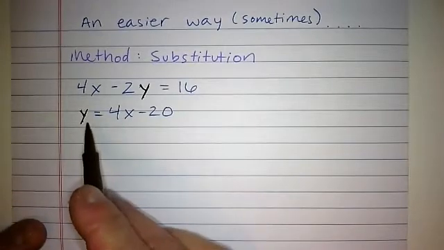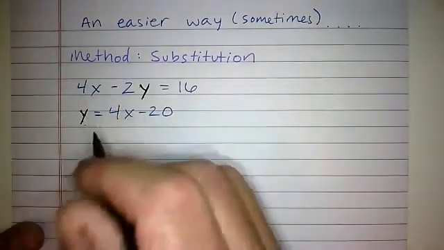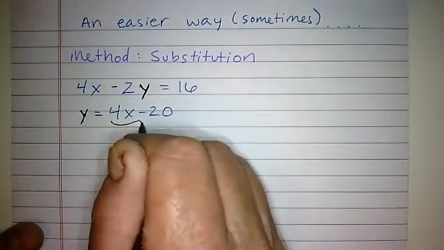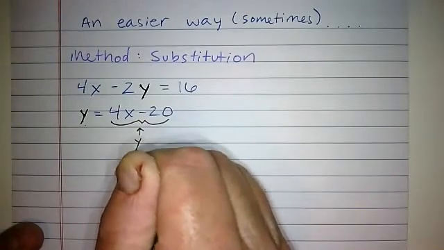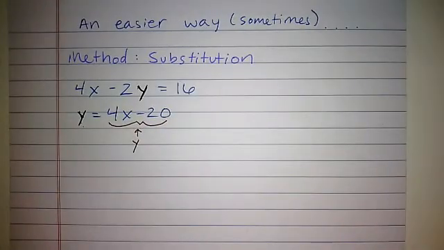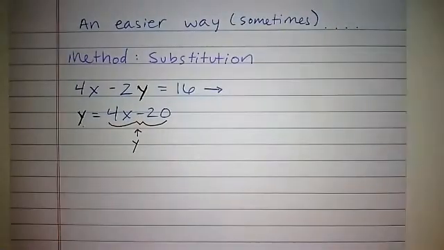So literally, it is telling us that where there was a y, so this y right here, what I can do is I can plug 4x minus 20 in for y. Literally, I can plug that whole thing, 4x minus 20, in for y. And this is what's called substitution. So check it out. Here's what it looks like.